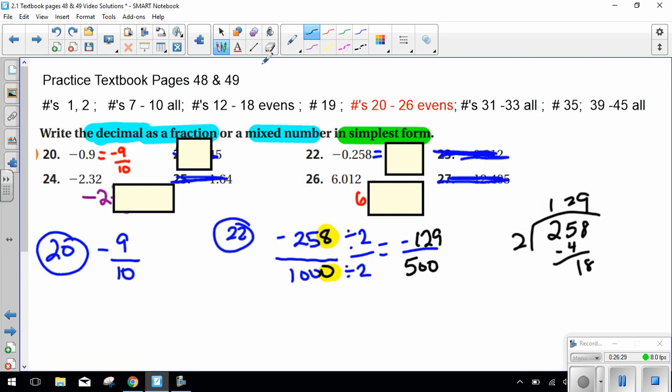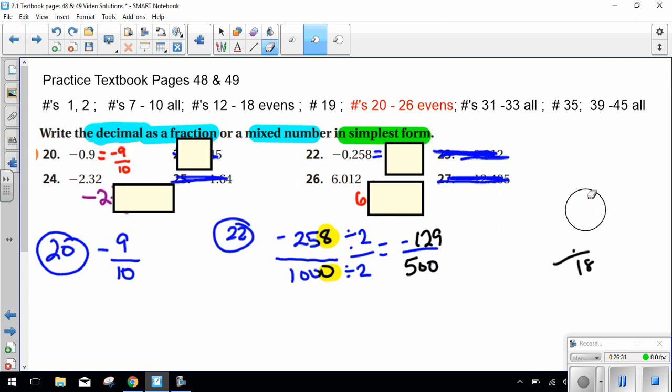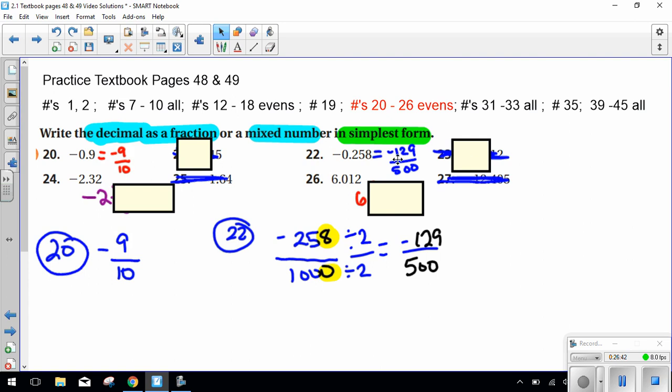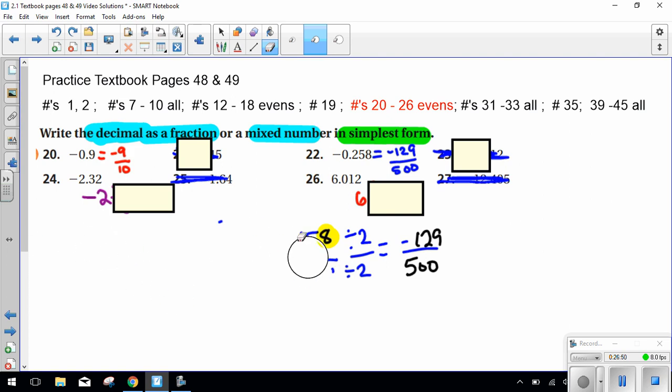Students usually write 200, and I'm not sure why. So let's take a look at these two numbers. Could I divide them any further? And I don't think I can. So my final solution is negative 129 over 500. So a problem that looks big and scary suddenly simplified rather quickly.